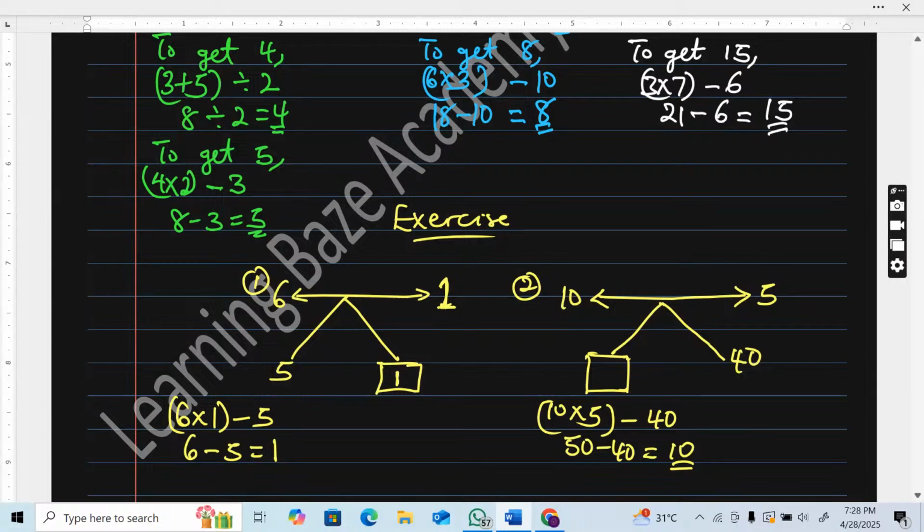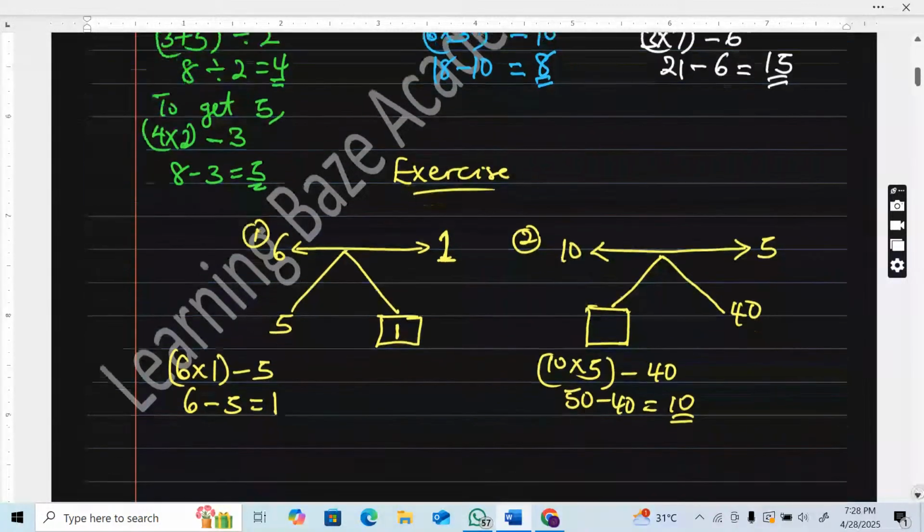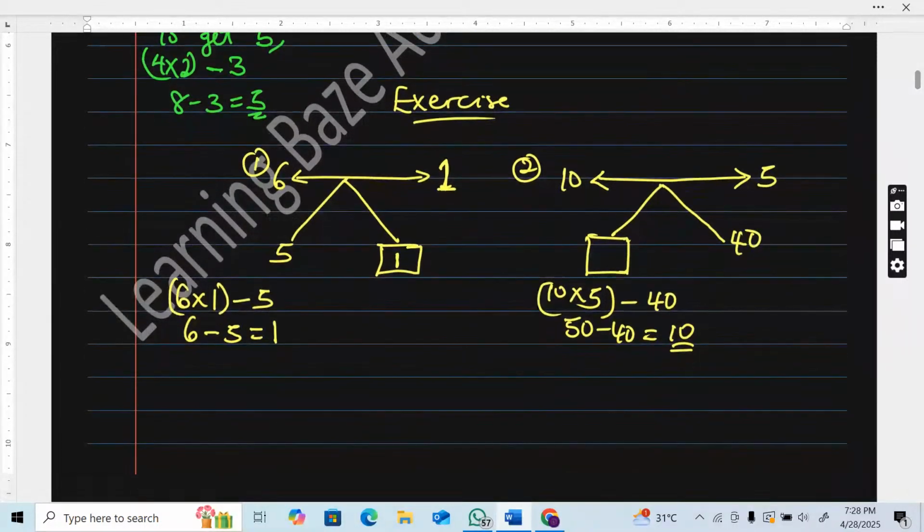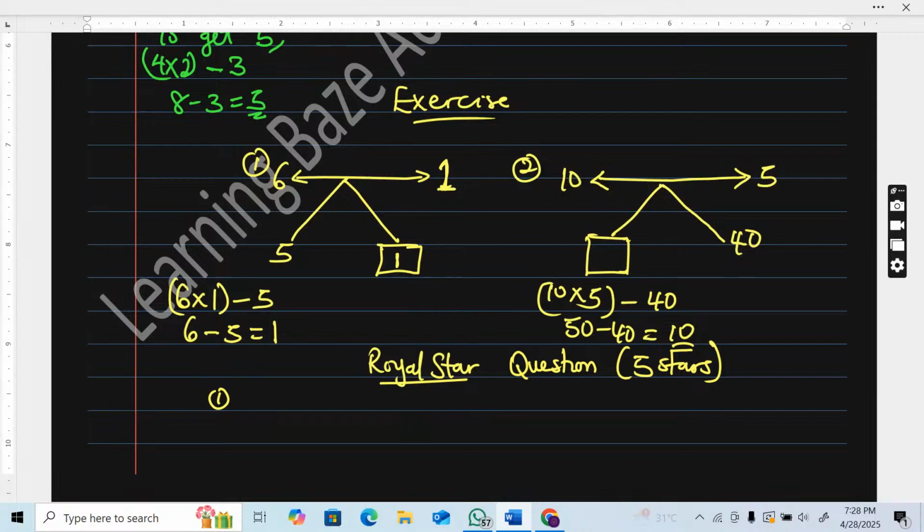All right, I'm going to give you one question. If you get the answer right, you have 5 points. So I'll call this Royal Star question. Who is a royal star? This is your question. This question will attract 5 stars. And I'm going to count down. Once I finish counting down, I'll close the chat. I'll close the comment section.